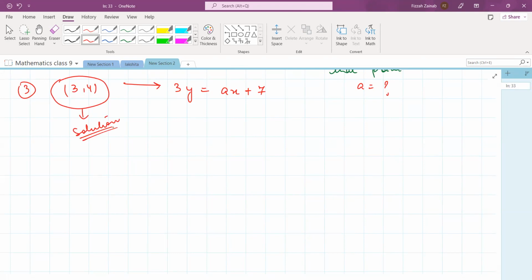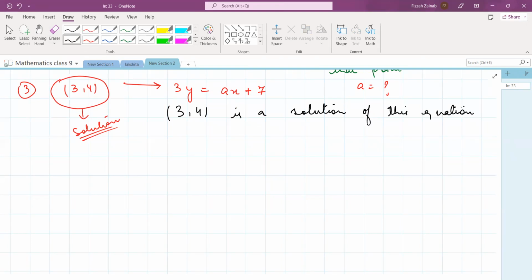Is this clear? This is the meaning. So the point which actually falls on the line is nothing but the solution of that equation. So that means x = 3 and y = 4 are solution of this equation. Not separately, they are not solution. You write like this, that (3, 4) is a solution of this equation. That means this pair is a solution.